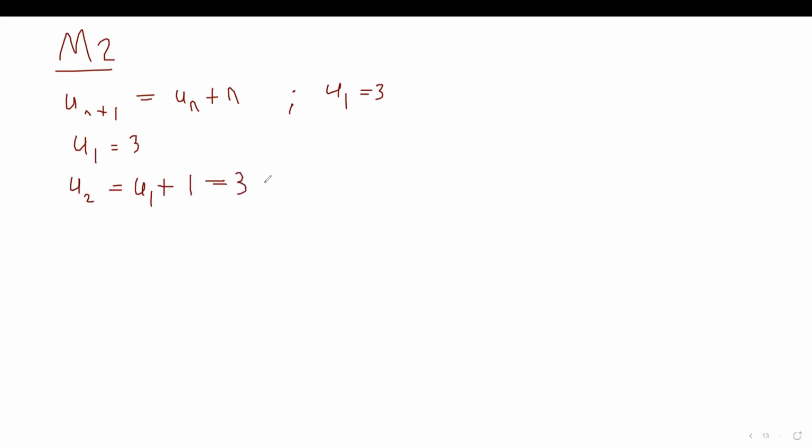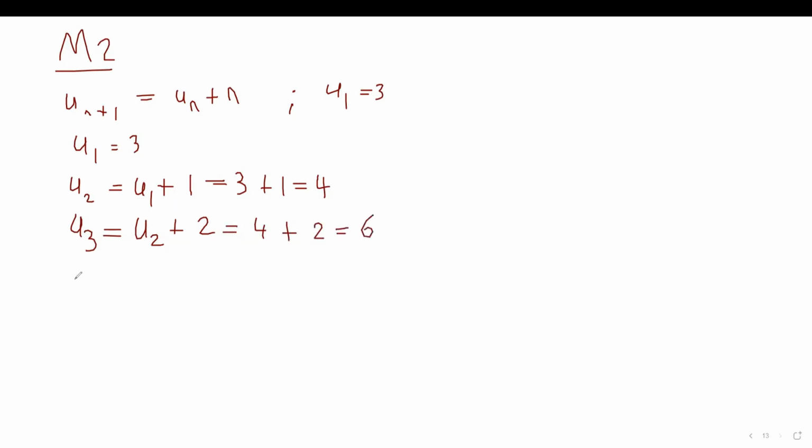This is such an easy question. 3 plus 1, which is 4. That's u2. Then now we're going to work out u3. u3 is going to be u2 plus n, where n is 2. You see why n is 2, Marika? Yes, sir. So this is just 4 plus 2, which is 6. So that's the third term, 6.